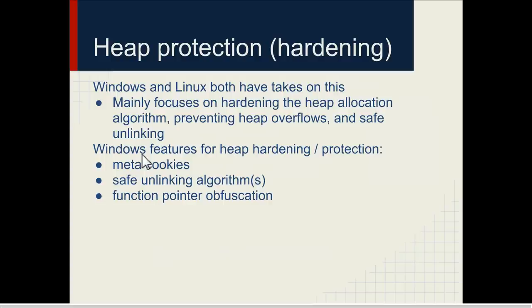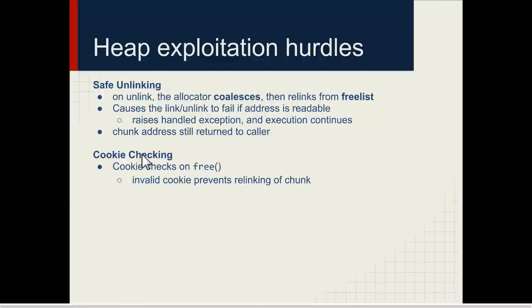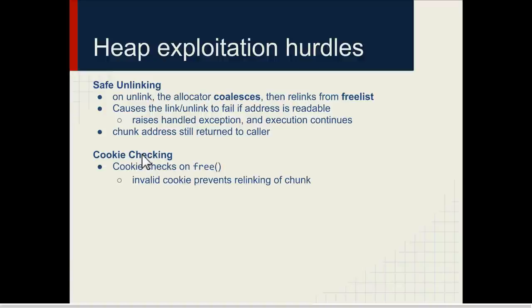All right. Oh no, we're running out of time. So then there's heap protections that have been put in place to make it harder to predict the allocation of chunks. And there's also things like safe unlinking, so that when things are freed, it basically iterates through the free list and makes sure that there's nothing invalid going on. And then there's also heap cookies that are checked upon free calls.